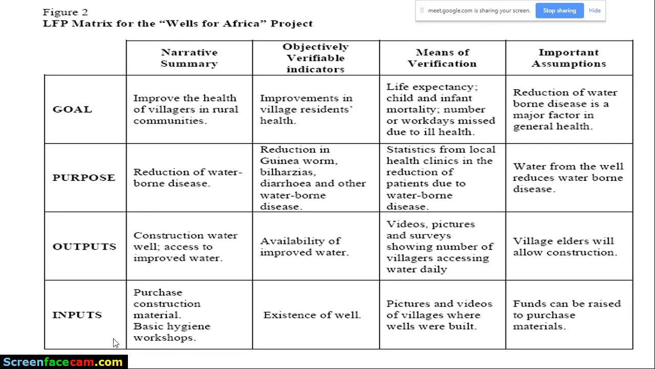So the first thing here is talking about the inputs. But when you check very well here, you see that under the same tab, you see the inputs and their activities also. Purchase construction material. Could this be an input or an activity? Can I hear from you, class? Could this be an output or an activity? It's an activity, right?